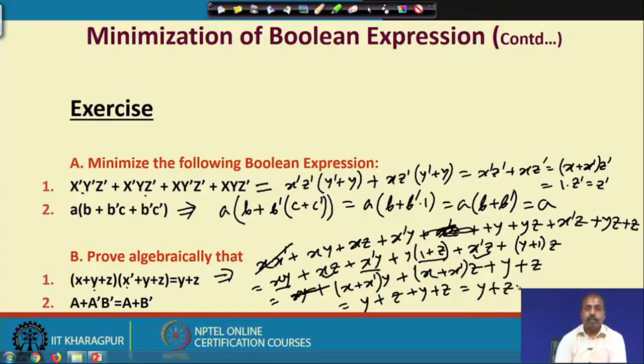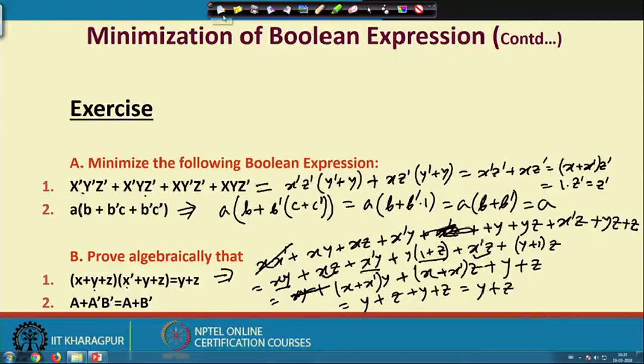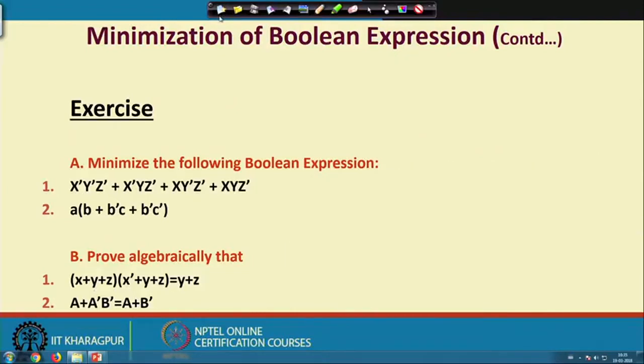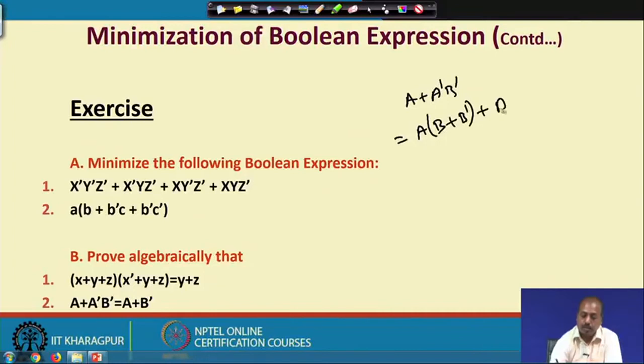So, this way you can verify this. Okay, so this is proved. So, we can use Boolean identities for getting this. Similarly, a plus a bar b bar. Okay, so what can you do? You can just convert it into b plus b bar plus a bar b bar. So, you get a b plus a b bar plus a bar b bar.